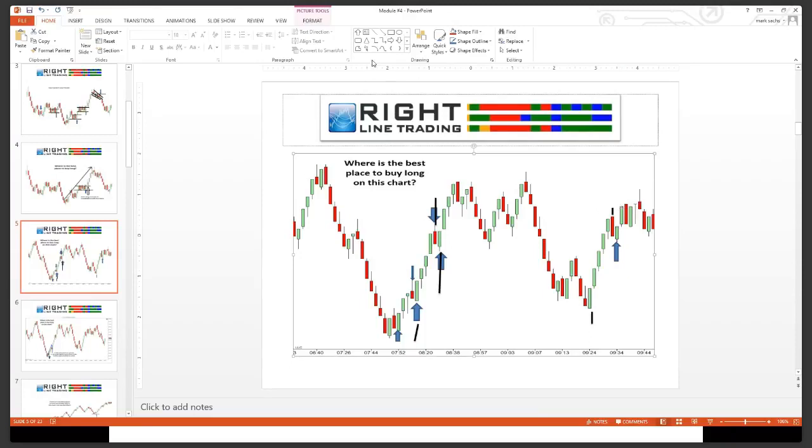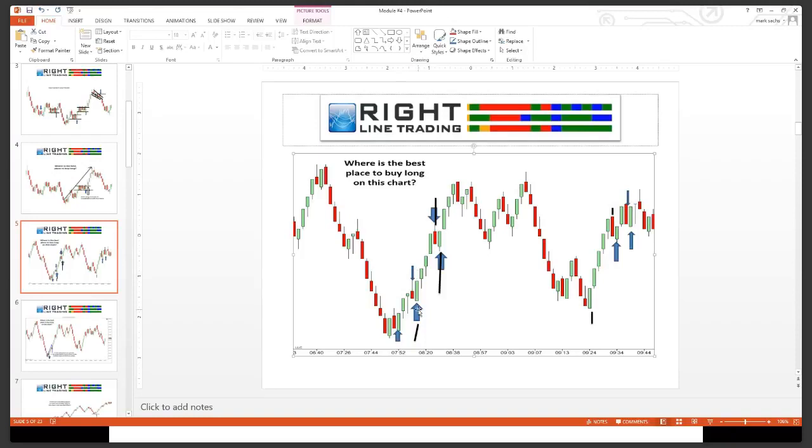Now you get another pullback here, and the potential for another re-entry long here. It's only the second retracement in the trend, and that would probably get you a second target. That's pretty much all there is on the chart. This is really all you need to see.